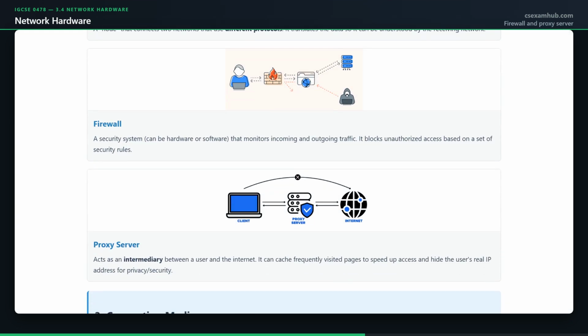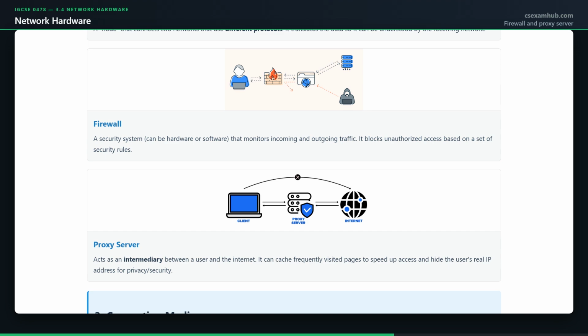Now, the two devices that decide whether something is allowed. A firewall monitors incoming and outgoing traffic and blocks unauthorized access according to a set of rules. It can be hardware, software, or both. It sits between a trusted network and an untrusted one and examines traffic against criteria such as source address, destination, and port, permitting or blocking accordingly.